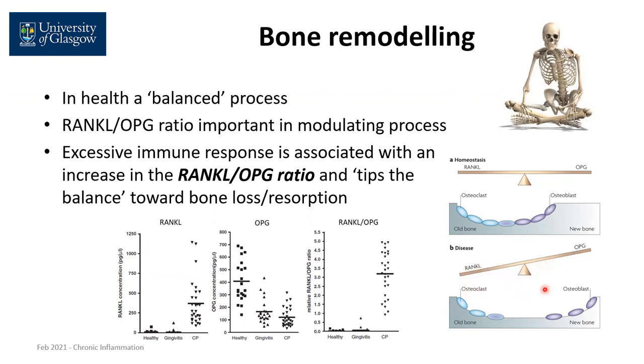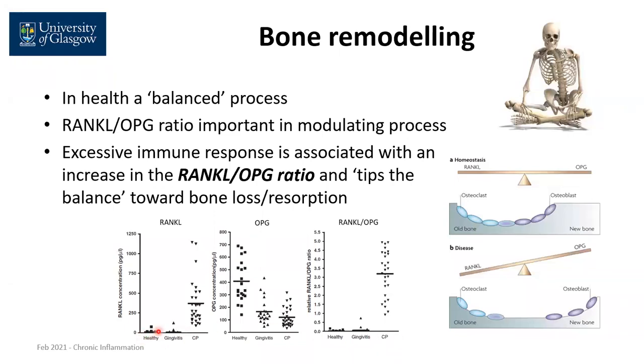And this shift in the ratio can actually tip the balance so that osteoclasts are functioning more prominently than osteoblasts, and therefore you get more resorption than you get formation, which can of course then lead to recession of the bone, and in this case recession of the alveolar bone. And this figure here is from a scientific paper from a few years ago now, and this highlights quite nicely how important this ratio is.